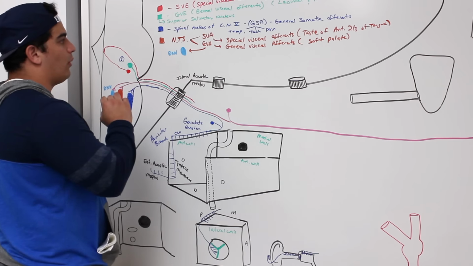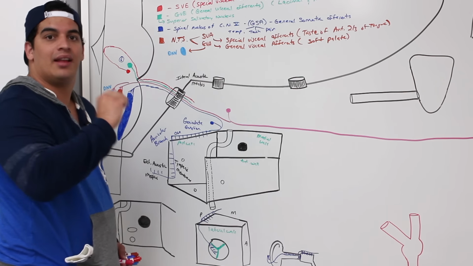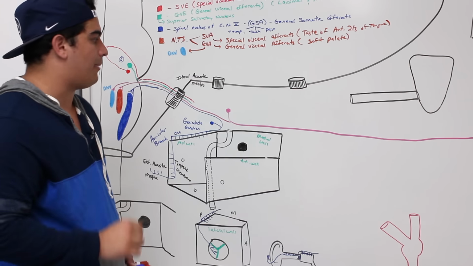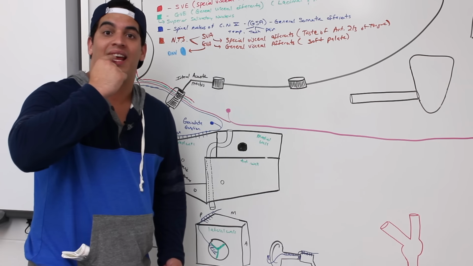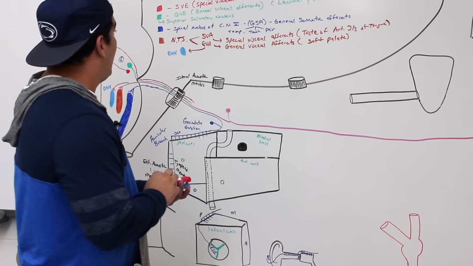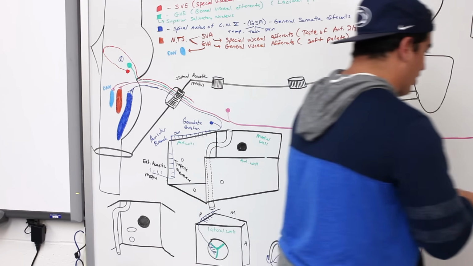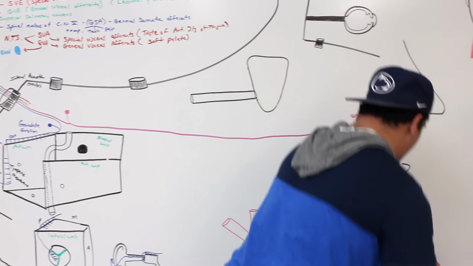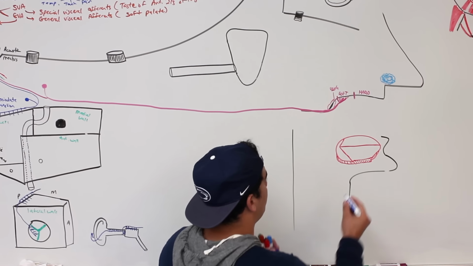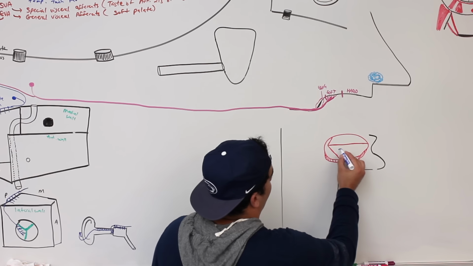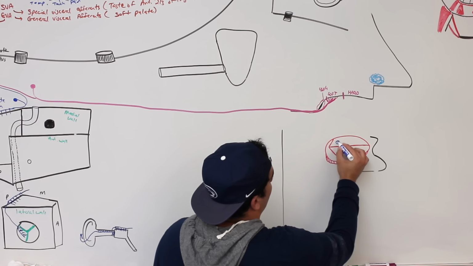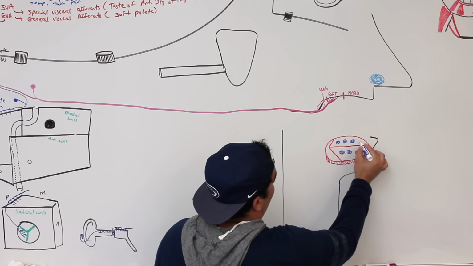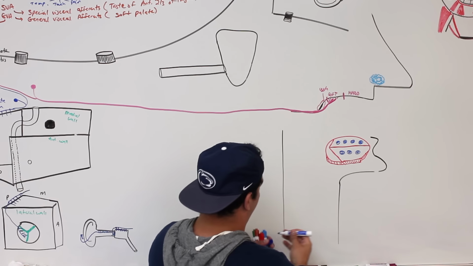Now let's do the next one. Let's do another sensory one. Let's do the SVA fibers, the special visceral afferent fibers. The special visceral afferent fibers are picking up taste from where? The anterior 2/3 of the tongue. We're going to make this one that brown color here. If you guys remember from the gustation video, we had these papillae. Remember these fungiform papillae right here? They were the main papillae of the anterior 2/3.